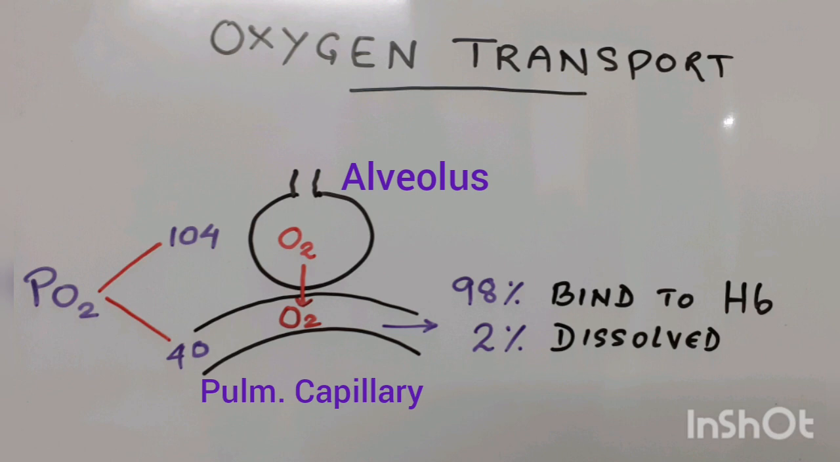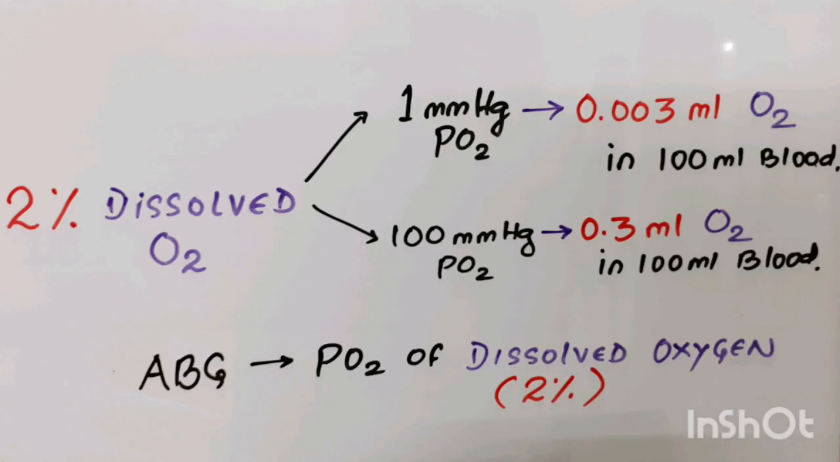Once inside the plasma of pulmonary capillaries, oxygen is carried in two forms. The bulk, around 98%, binds with hemoglobin to form oxyhemoglobin, and the remaining 2% is in dissolved form. Now, let us look into the lesser 2% dissolved oxygen in some detail.